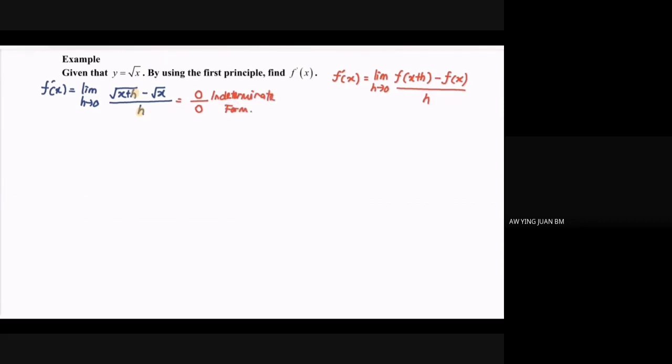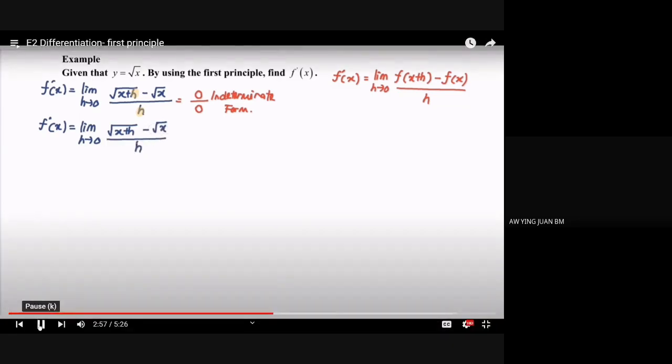There are several strategies that we can use to solve this kind of situation. Number 1, multiply by the conjugate. Number 2, factorizing the situation. So for this case, I'm going to multiply by the conjugate. So f prime x is equals to limits h approaching 0, square root of x plus h minus square root of x over h.